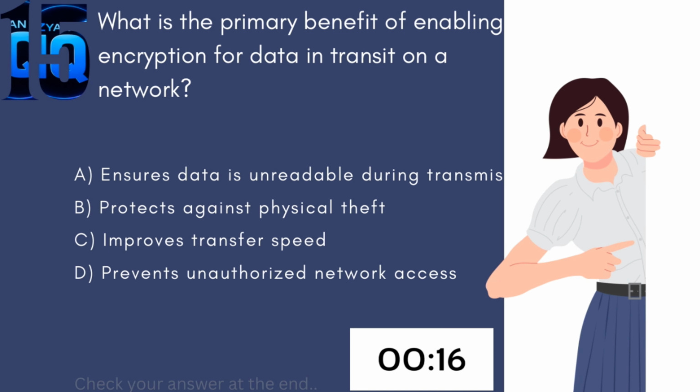Improving transfer speed isn't a benefit of encryption. In fact, encryption can sometimes add a slight overhead to the process. So the most accurate answer is A, ensures data is unreadable during transmission. This aligns with the overall goal of encryption, keeping data secure and private as it travels across networks.